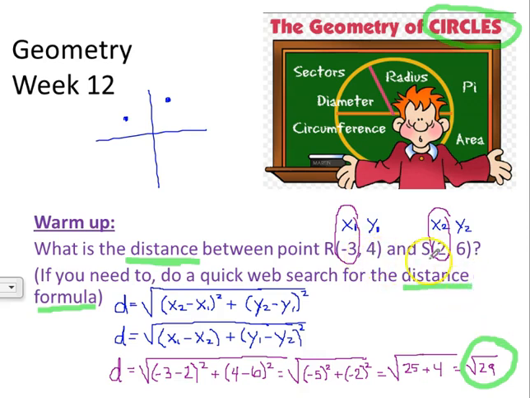And that is the distance between point R and S, would be the square root of 29, which comes out to like 5.38516, blah, blah, blah. That's it. I'm going to go on to the next slide, so if you need more time here, go ahead and click pause.